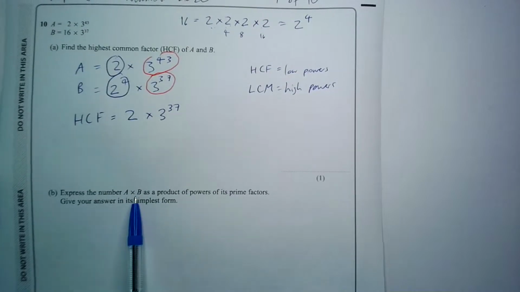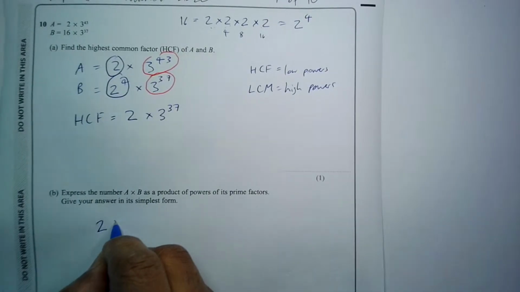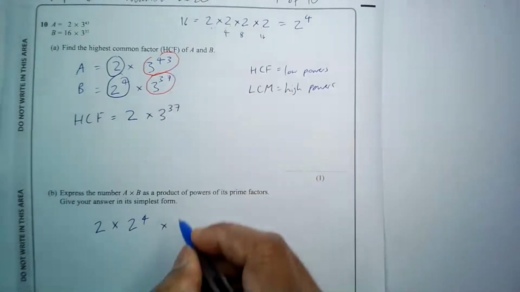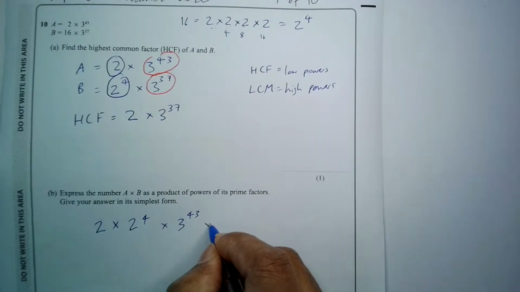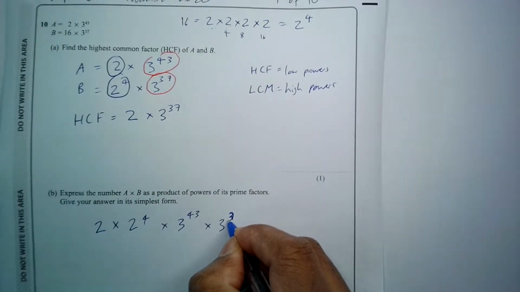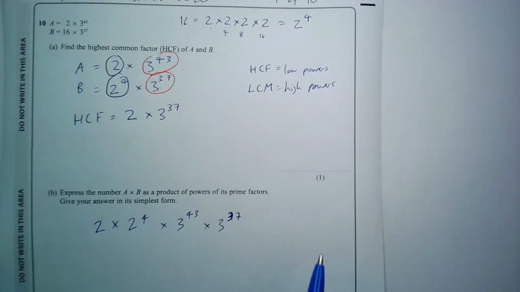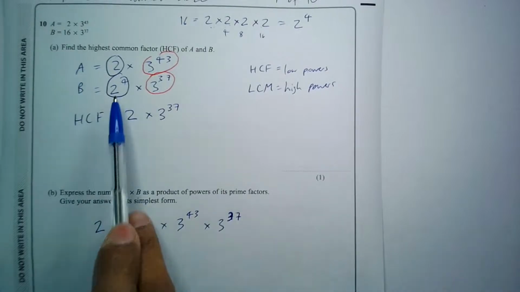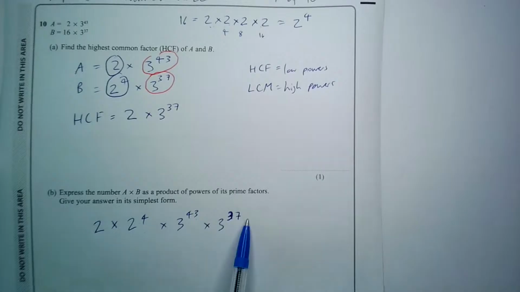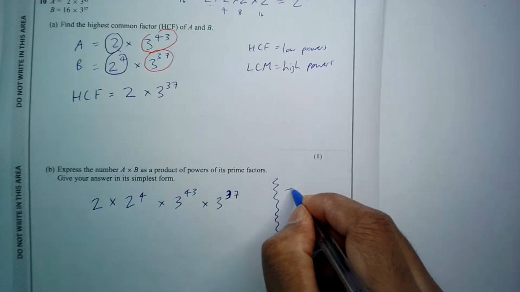So express the number A times B. We're multiplying these two together. So let's multiply them. 2 times, and we'll put the same numbers together, 2 to the power 4 times 3 to the power 43 times 3 to the power 37. Okay, so we've done that. 2 times 2 to the power 4 times 3 to the power 43 times 3 to the power 37.